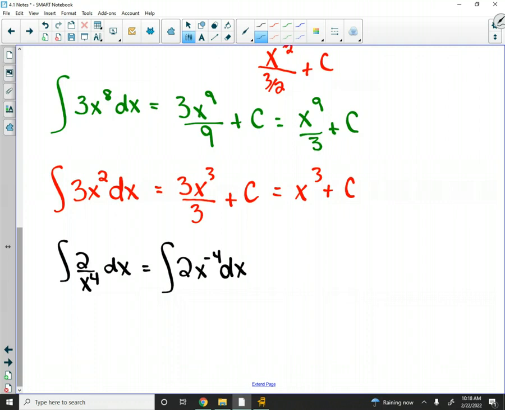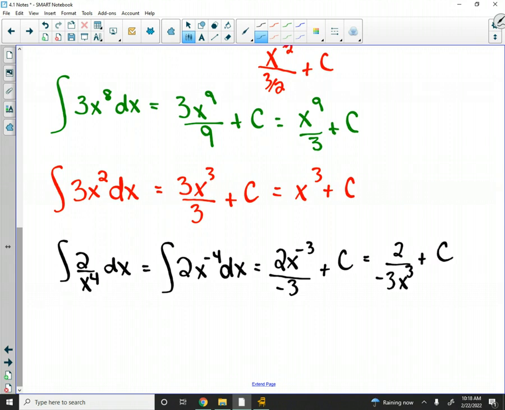And then my constant can just tag along. Add 1 to the power. Divide by that new power, plus c. And then we've got to fix that negative exponent. So I'm going to end up with this as my final answer. So just don't take the 2 down with it. The 2 still stays positive, staying in the numerator, but the x cubed comes down.